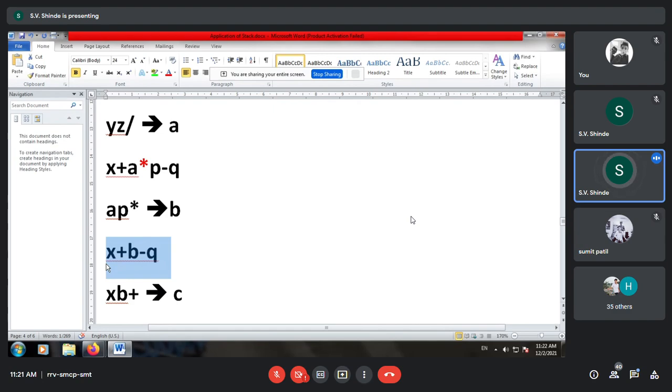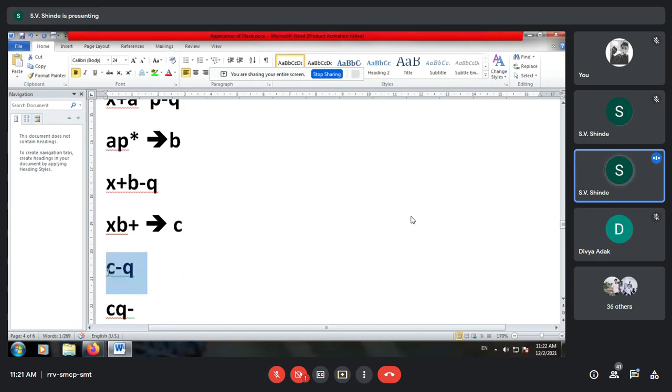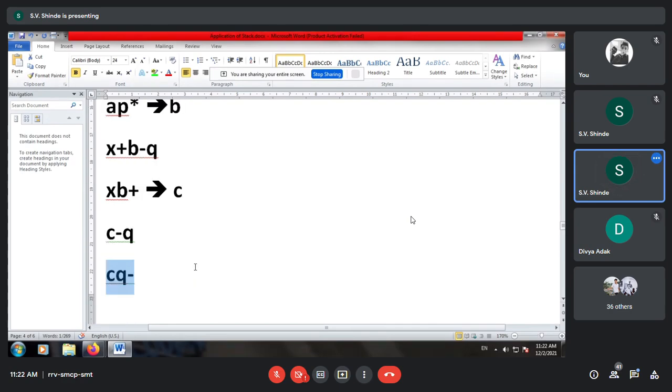Again we'll scan from the left. We'll find that plus and minus have equal priority, so plus can be executed. So x B plus is the new symbol, and we label it C. Replace this C in the above equation, so we get C minus Q. And finally, only one symbol is there, that is minus, and we get the final equation as CQ minus.